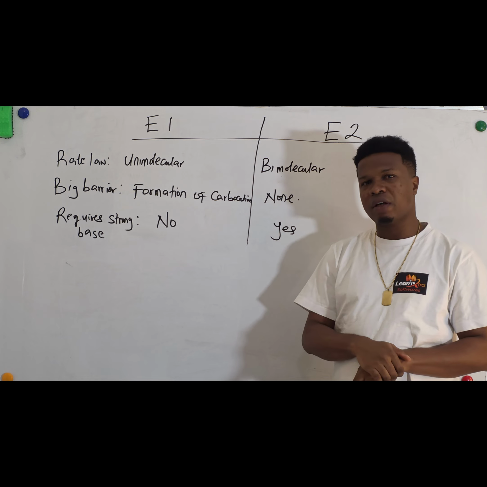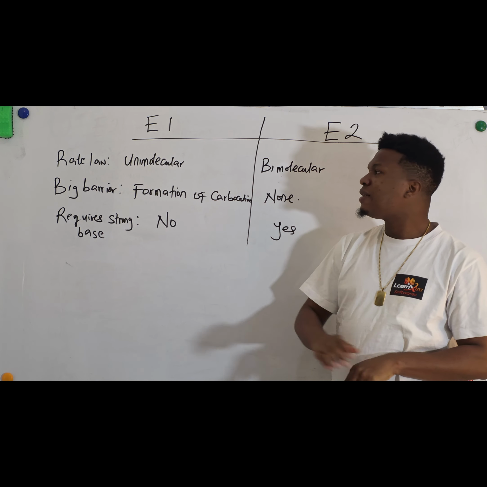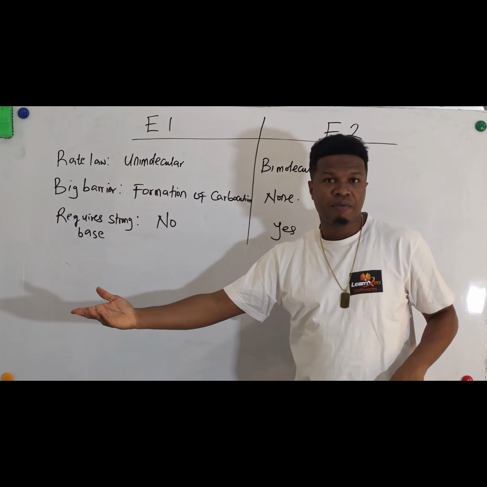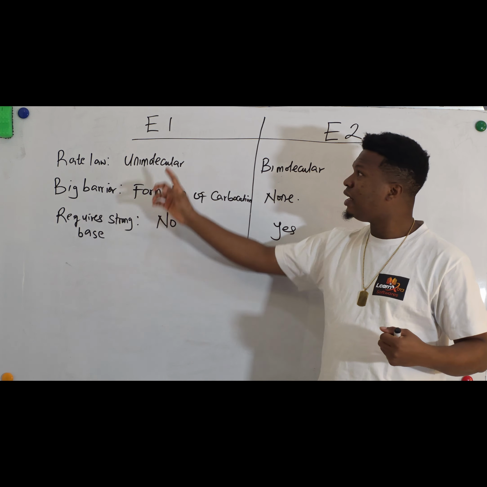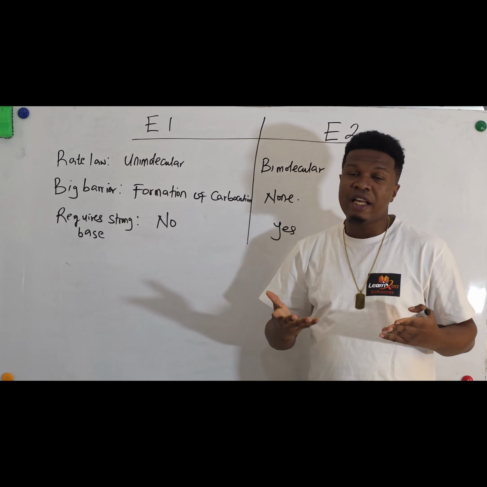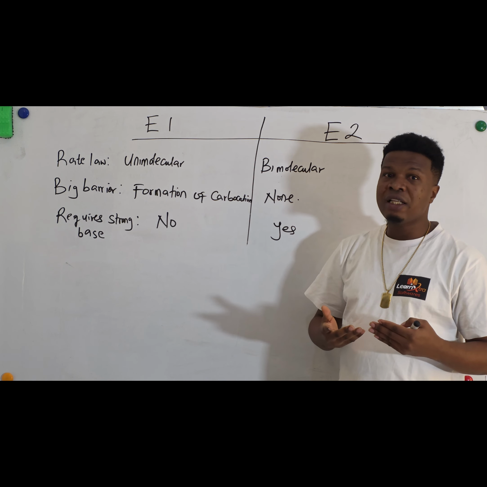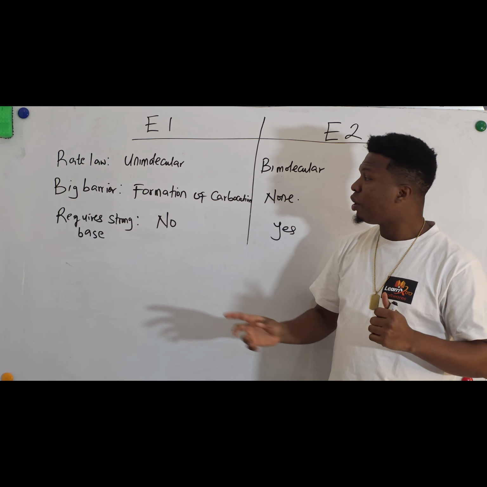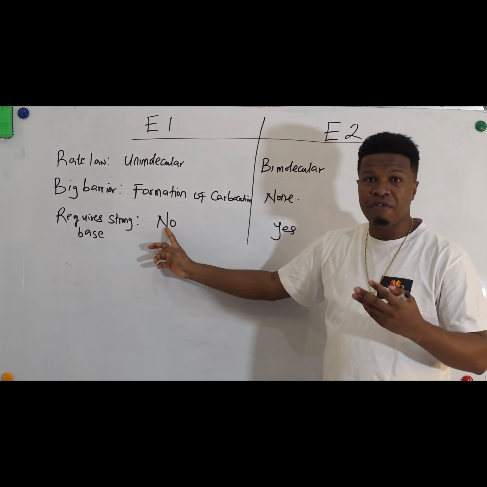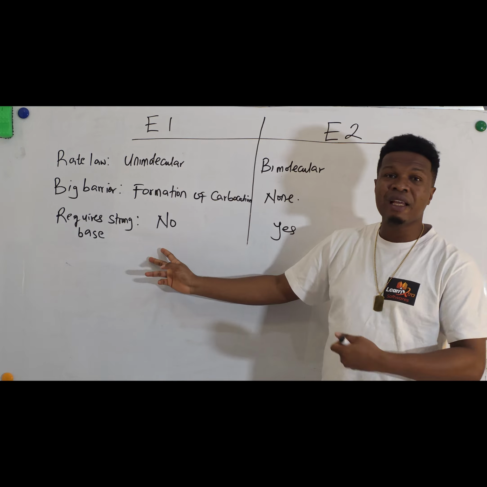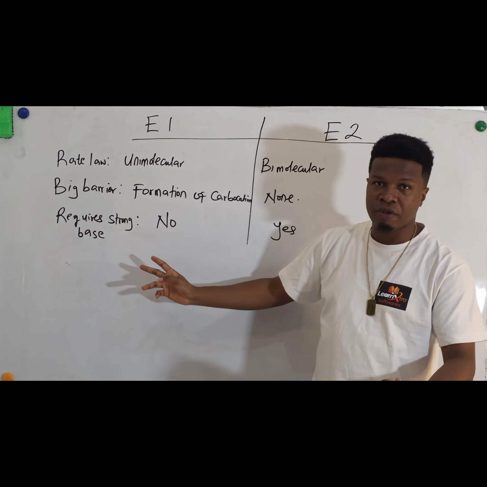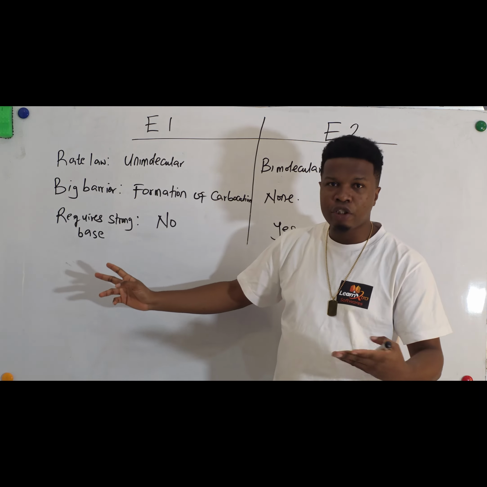So the last one: does the E1 require a strong base? That's like a question. Okay, now since the leaving group is leaving before the base deprotonates, the E1 does not really need a strong base. Why? Because the leaving group is already leaving, thereby deprotonation can easily take place without much effort. So it doesn't require a strong base.